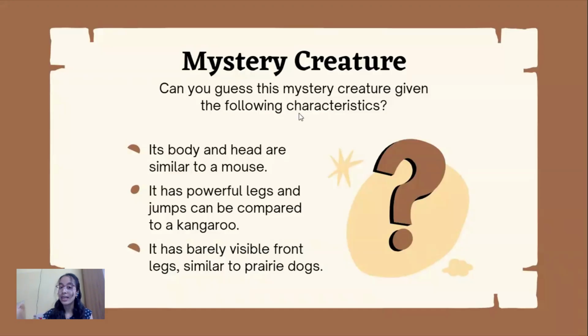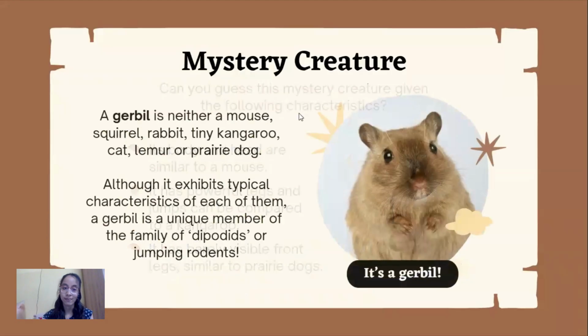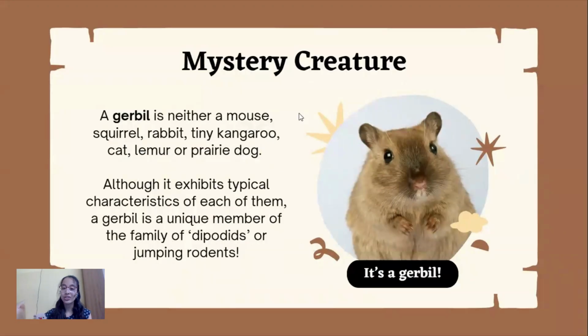So, let's reveal that mystery creature. That mystery creature is none other than a gerbil. A gerbil is neither a mouse, squirrel, rabbit, tiny kangaroo, cat, lemur, or prairie dog. Although it exhibits typical characteristics of each of them, a gerbil is a unique member of the family of dipodids or jumping rodents.